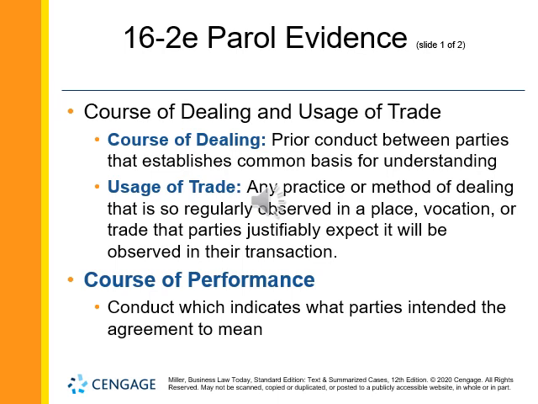agreement. However, the written terms may be explained or supplemented, in the case of the UCC, by evidence of course of dealing, which is the prior conduct between the parties to the contract that establishes a common basis for their understanding; usage of the trade, any term, practice, or method of dealing that is so regularly observed in a place, vocation, or trade that it is reasonably expected to be observed by the transaction in question; and finally, course of performance, which is the conduct of the parties that occurs under the terms of a particular agreement, which indicates what the parties to that agreement intended that agreement to mean.